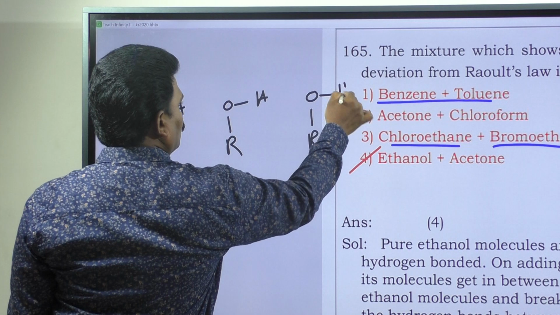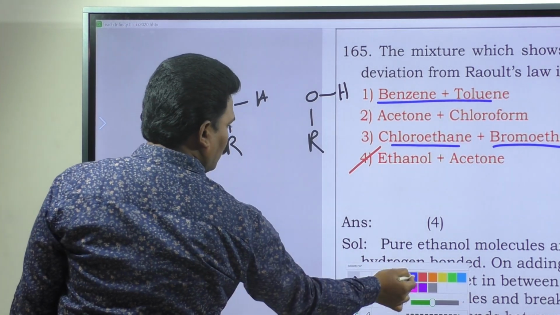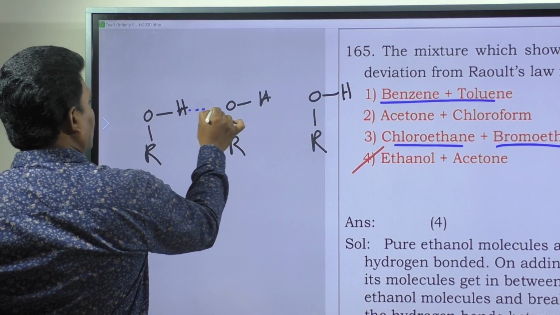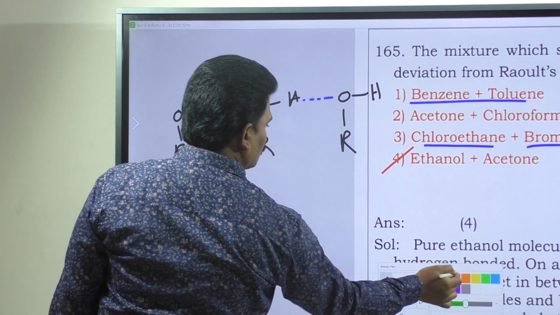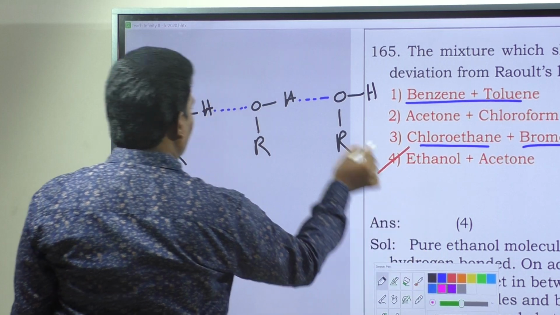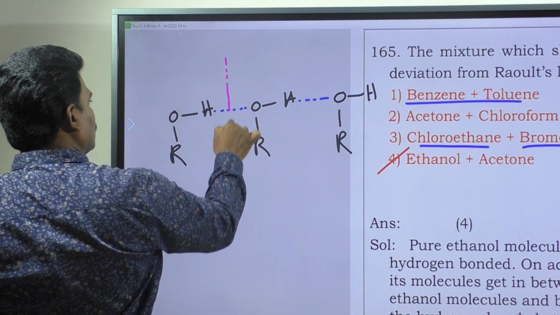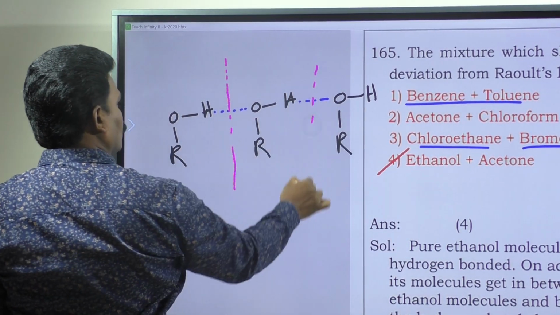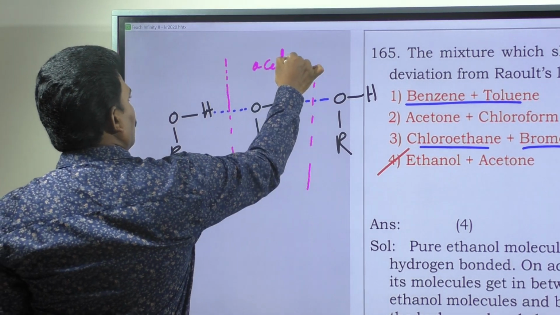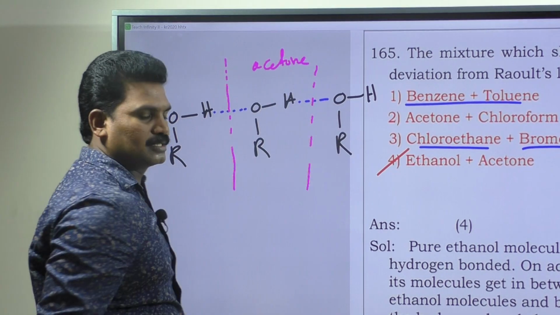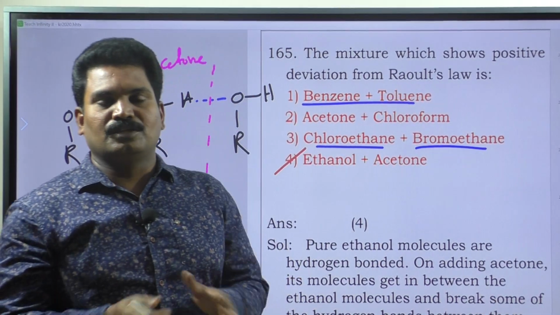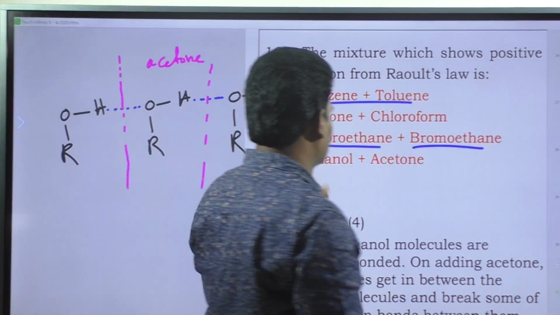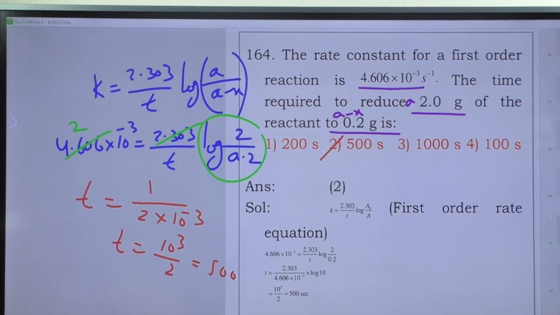In ethanol, there are intermolecular forces between the molecules. When we add acetone molecules, they break down the intermolecular forces. So the weaker intermolecular forces raise the vapor pressure, and the deviation is positive. Okay, answer 4. Then go to the next question.